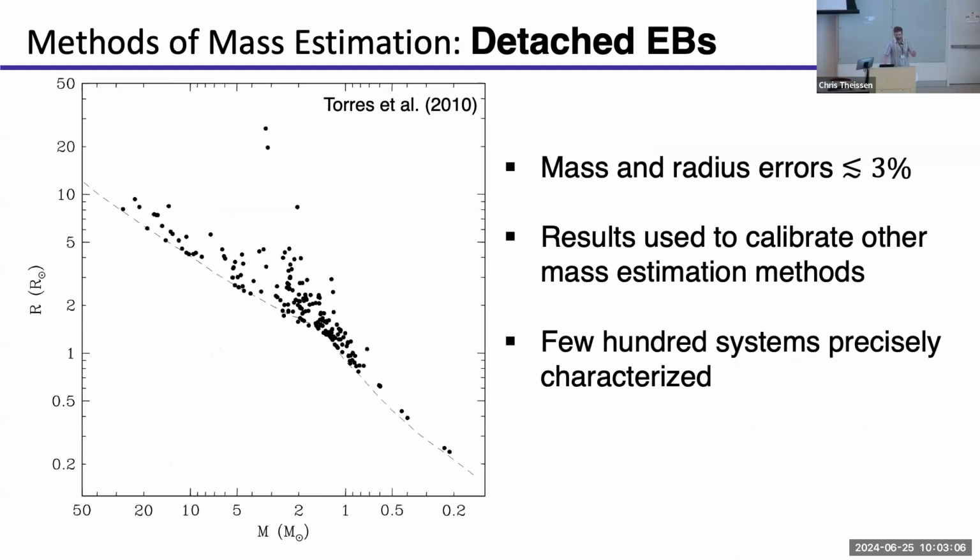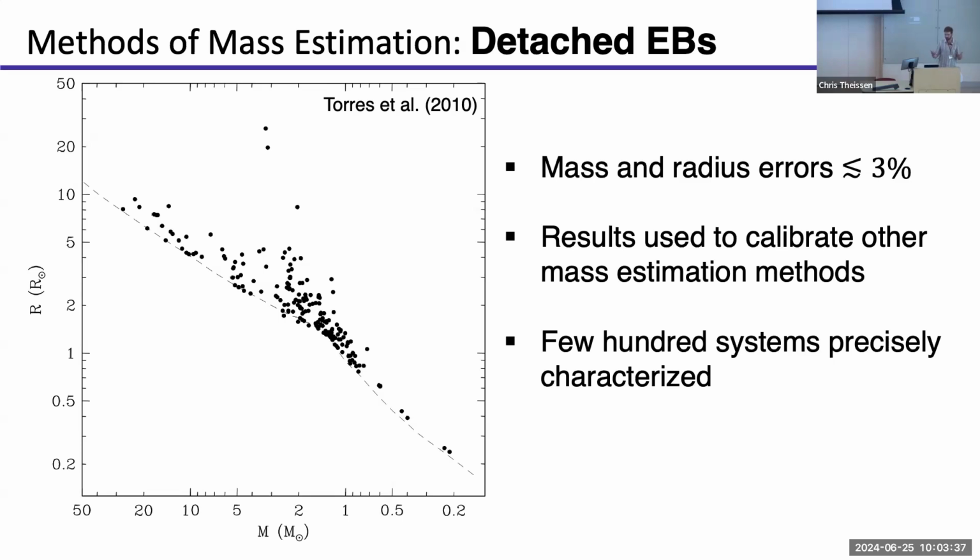And this is not a new idea. It's been done for decades. This is probably the premier sample of detached eclipsing binaries from Torres et al. It's about 100 binaries here with masses and radii measured with 3% fractional uncertainties. And these results have been widely used to calibrate other mass estimation methods, to make direct comparisons with stellar models, to characterize exoplanets. And since then, we've continued to observe more detached eclipsing binaries and measure more masses and radii, but we're still sitting at around a few hundred systems with these precise measurements.